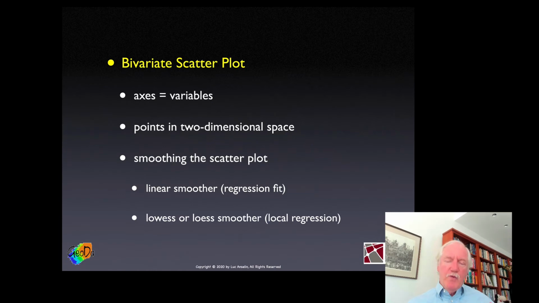But then we resort to what is called smoothing of the scatter plot, which is a way to bring out the general pattern, the general trend. The easiest way of smoothing is just a linear fit, a linear regression line, which gives you an intercept and a slope as a summary of the data. But there's also a way to do a nonlinear smoothing by means of a local regression analysis.